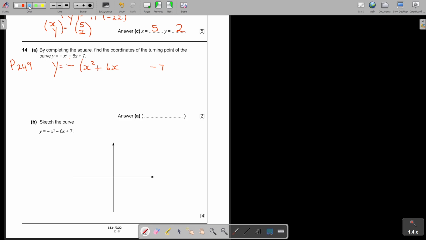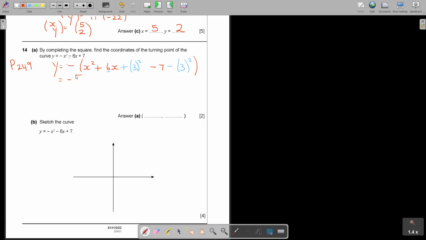Then don't forget, for completing the square, if it's only on one side, whatever I add, I must also subtract. It's now an expression, it's not an equation. So I take the middle value, I divide it by 2, and I square. So 6 divided by 2 is 3, and I square. And whatever I add, I must also subtract.